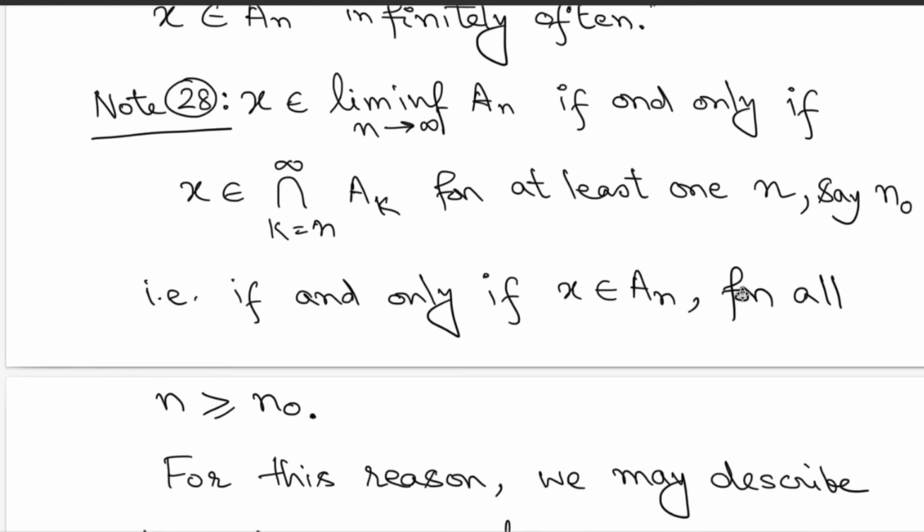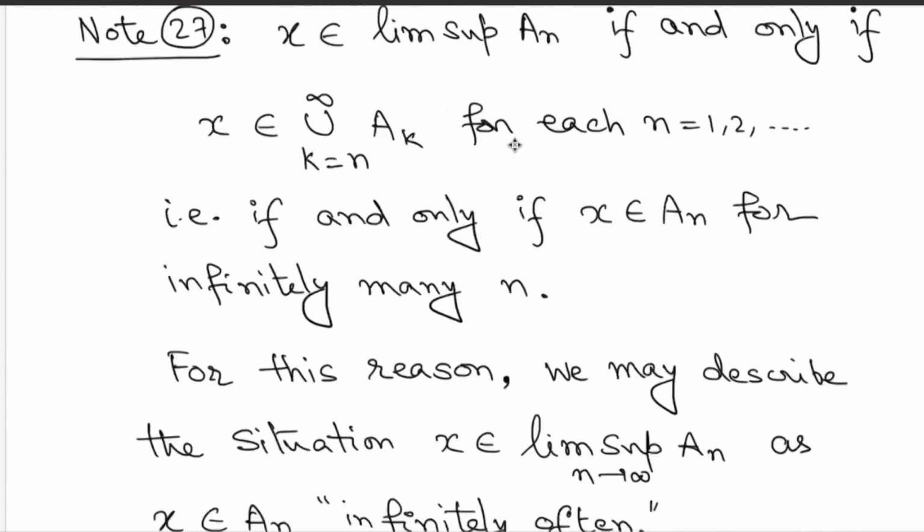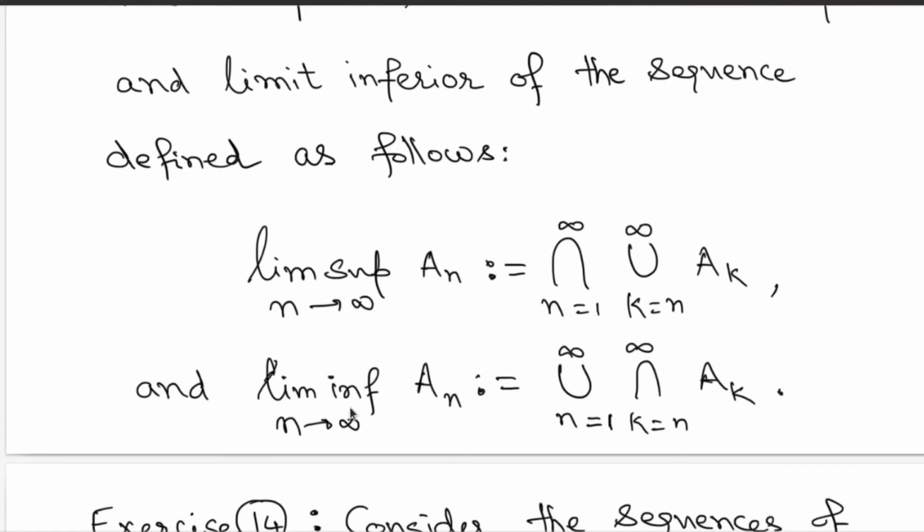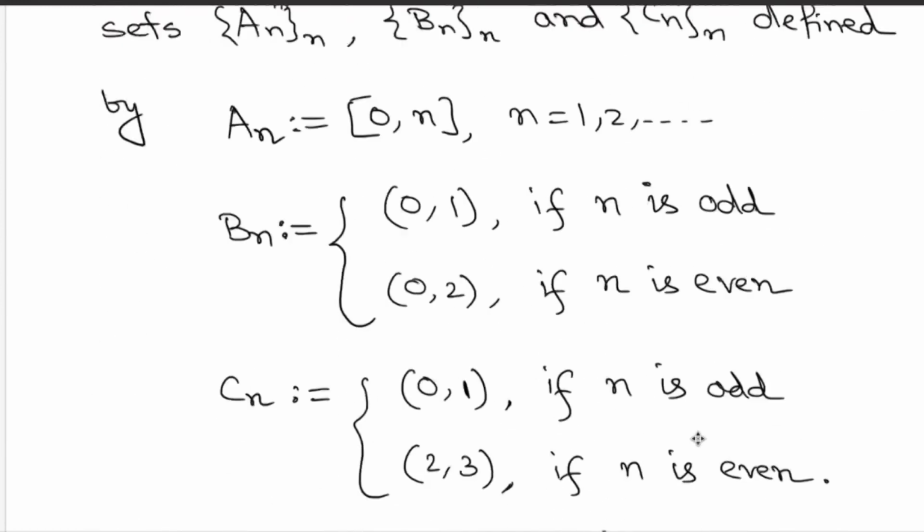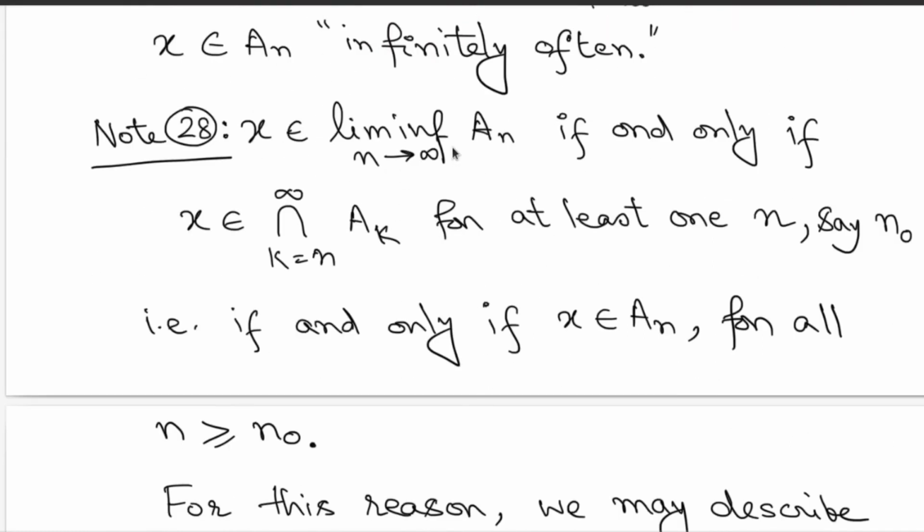There is a similar interpretation for limit inferior of An's. So that goes like this. So x belongs to limit inferior. Remember, just going back to the definition, x belongs to this limit inferior means x belongs to the union n from 1 to infinity. That means x belongs to this inner intersection for at least one n. So let's write that down. So x belongs to limit inferior, that means x belongs to this intersection for at least one n.